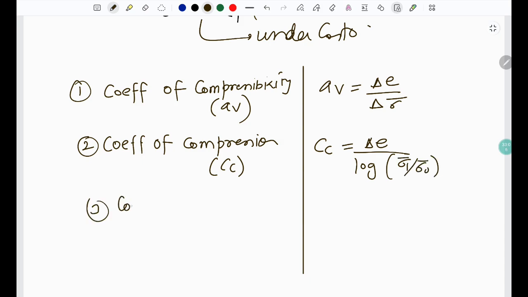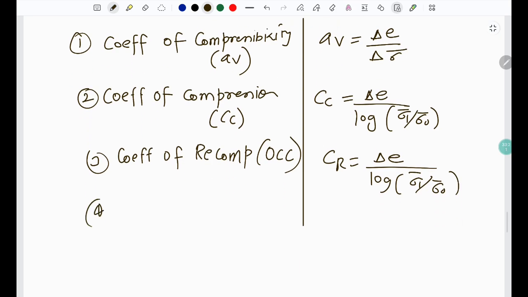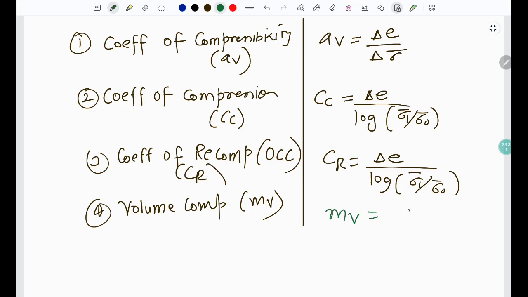Then we have third, coefficient of recompression. This is done for the OC clay, over consolidated clay. CR is written as delta E over log sigma 1 bar by sigma naught. And then we have fourth, that is volume compressibility, written by MV. This was CR. MV is written as AV over 1 plus E naught, AV from here.